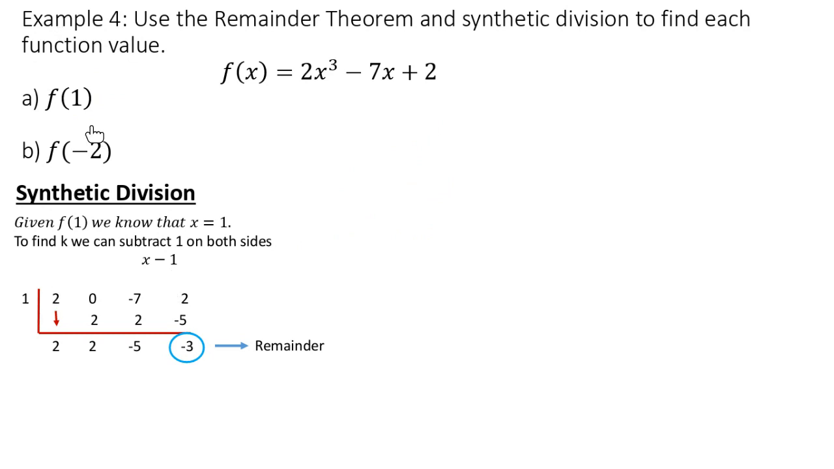A shortcut would be, if you see here, they're telling you that x is equal to 1, so that is the number that goes here. My coefficients are 2. I have no x squared, so I need a 0. Then I have a negative 7 and a positive 2. So I brought down the 2. 1 times 2 is 2, so I place that up here. 2 plus 0 is 2. 1 times 2 is 2. Negative 7 plus 2 is negative 5. Negative 5 times 1 is negative 5. Plus 2 gives me negative 3. So my remainder here is going to be negative 3.